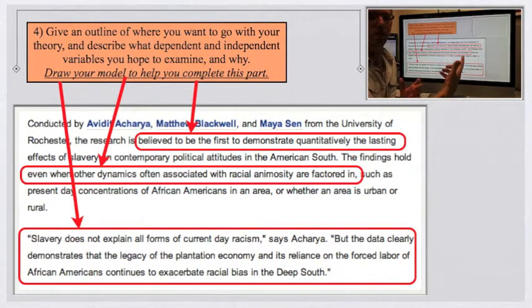Well, this is actually an exception to the rule, because when you just look at the numbers, this comes up with some really, really convincing material. Even when other dynamics often associated with racial animosity are factored in, and slavery does not explain all forms of current-day racism, the data clearly demonstrates that the legacy of the plantation economy and its reliance on the forced labor of African Americans continues to exacerbate racial bias in the Deep South, now almost 150 years later.